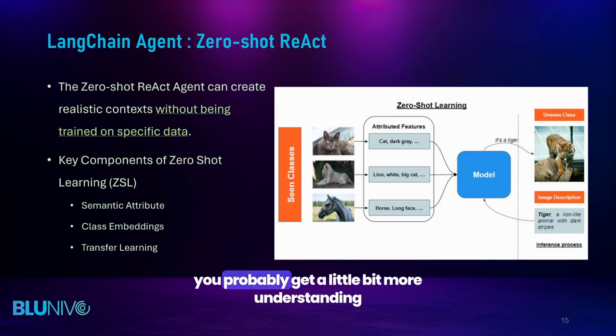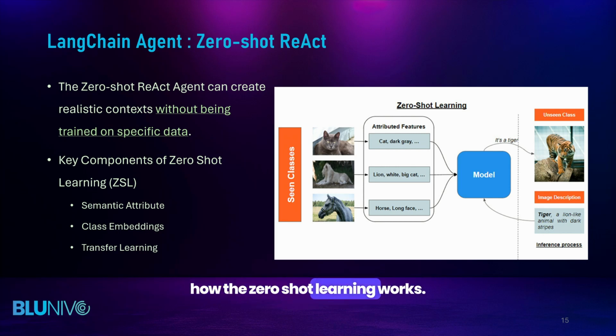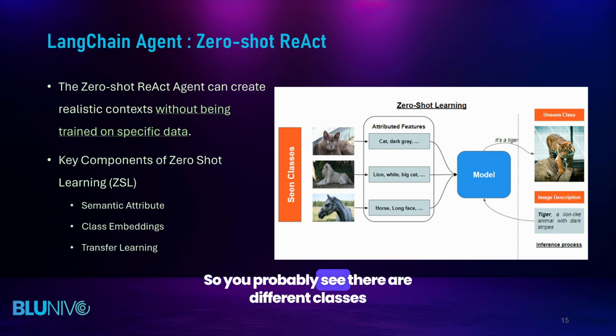In this picture, you probably get a little bit more understanding of how the zero-shot learning works. So you probably see there are different classes that these models have seen before, but there is this new data that it hasn't seen before.